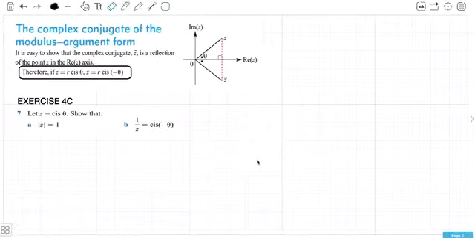So this is exercise 4C and this is question 7. Now this question here is asking you, let z equal cis theta and show the following. And I've taken something here out of the textbook which is really important that will help us with this question.